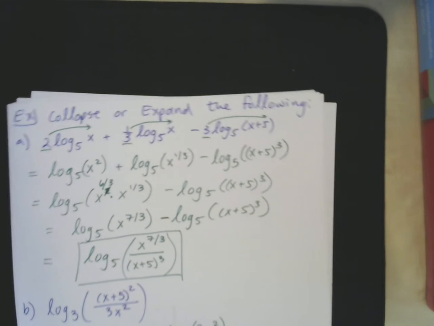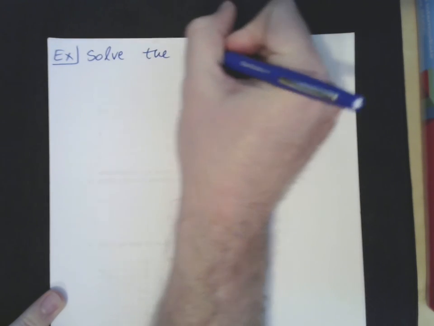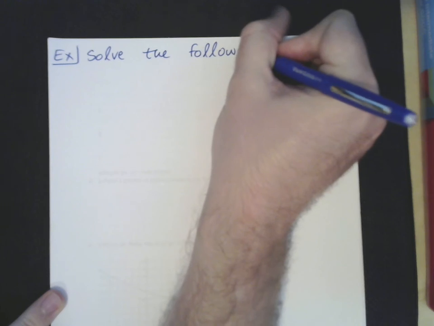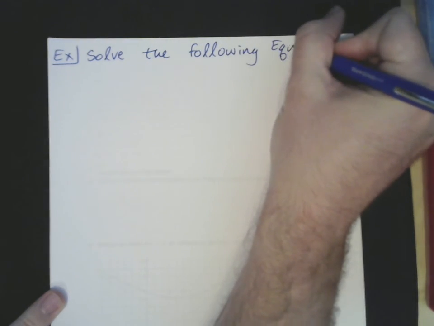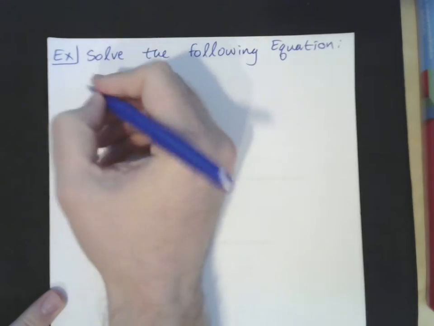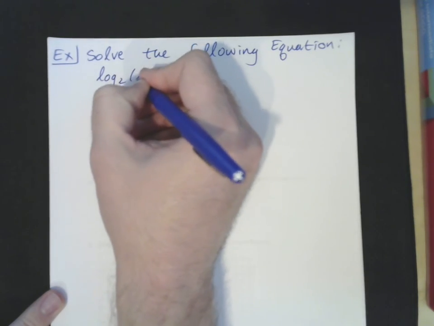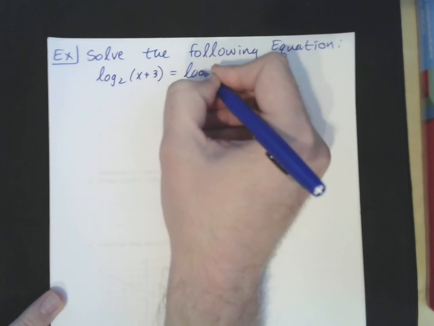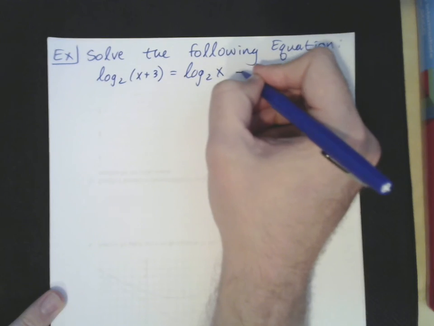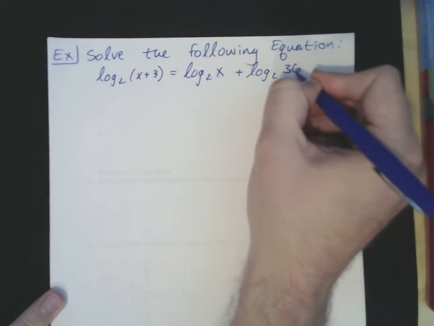So the last thing we're going to do is kind of set up the next couple sections, and that is solving logarithmic equations. And these are two-step processes usually. So we're going to solve the following equation. And it's going to be log base 2 of x plus 3 equals log base 2 of x plus log base 2 of 36.